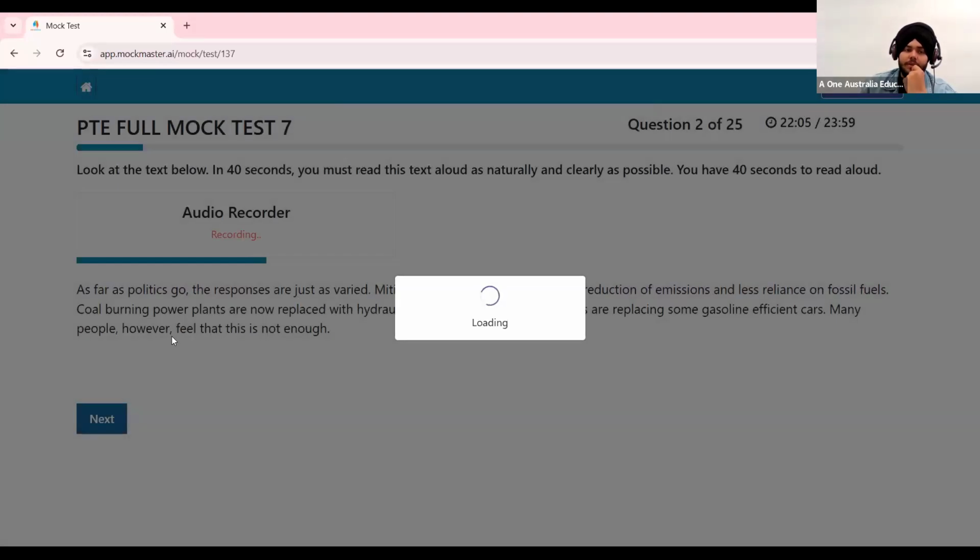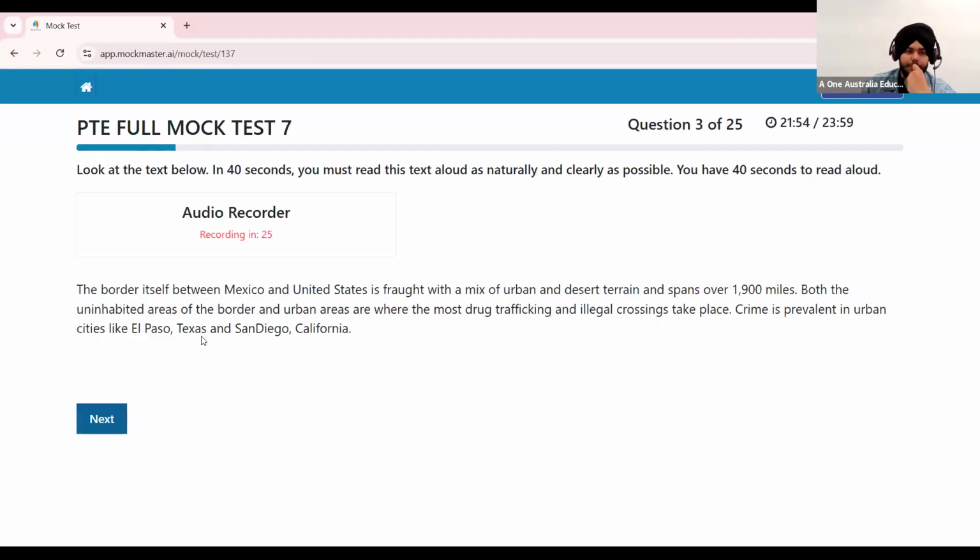Now, see, guys, whenever the commas are very close to each other, then you don't take a pause. For example, here, after however, I did not take a pause. And if it is a big sentence and you want to take a small pause, you can take a small pause at the small words. For example, here, what can I do is the border itself between Mexico and United States is fraught with a mix of urban and desert terrain. So I'm taking a pause at is here.